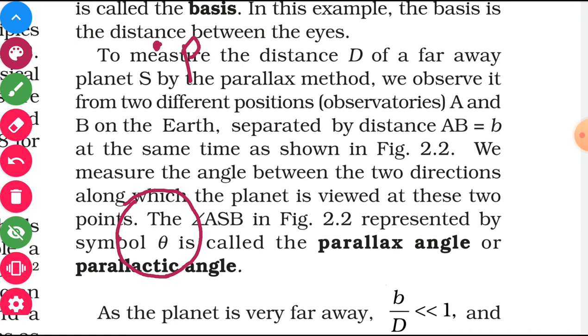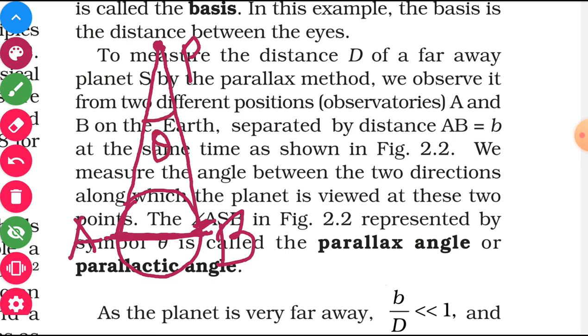Now you look towards this planet from this point. Then another observer is here somewhere. He is also looking at this planet. The distance between these 2 points on the earth is known to you. Distance between A and B is known to you. So he will observe this planet. Now this angle, say theta, is known to you.